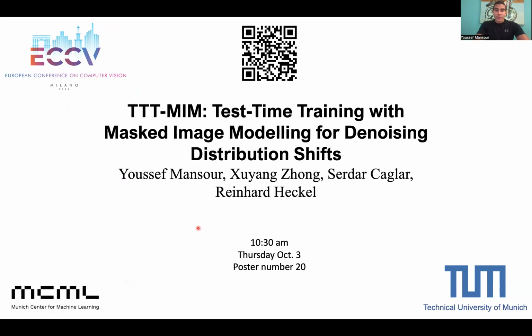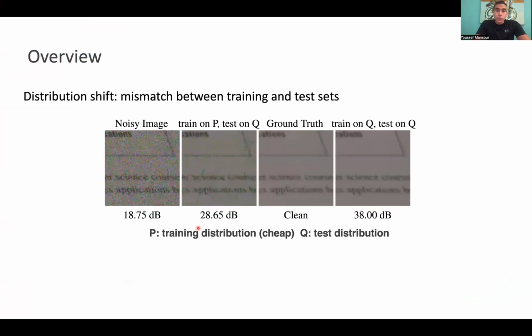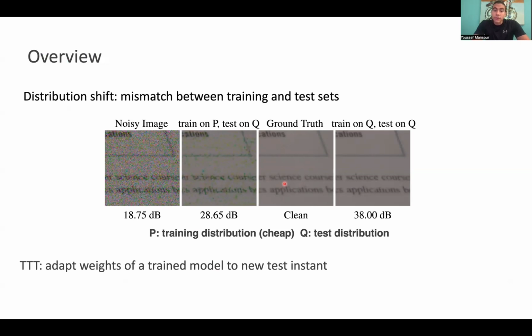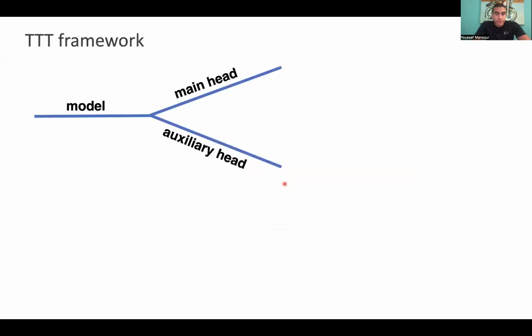This is a short presentation of our ECCV paper, Test Time Training with Masked Image Modeling for Denoising Distribution Shifts. A distribution shift happens when there is a mismatch between training and test sets, which could cause a large drop in performance, as seen in this example. The idea of test time training is to adapt the weights of a trained model to a new test image that comes from a distribution different than the training one. Our goal is to apply test time training to denoise one single image of unknown distribution.